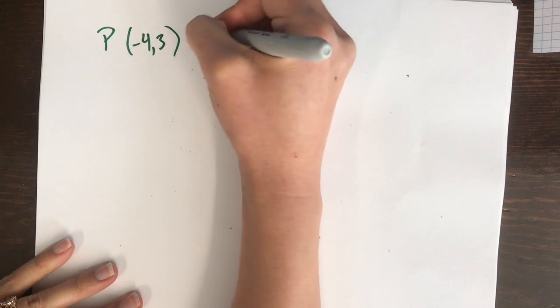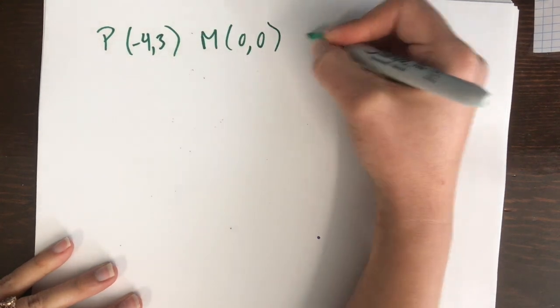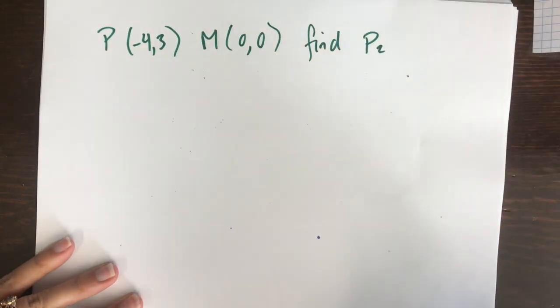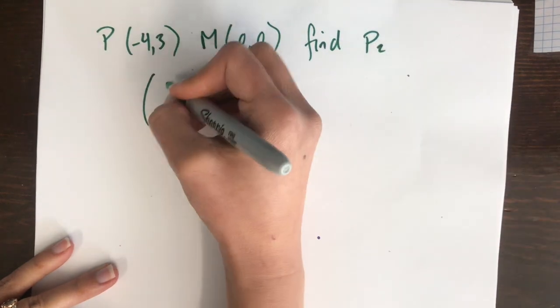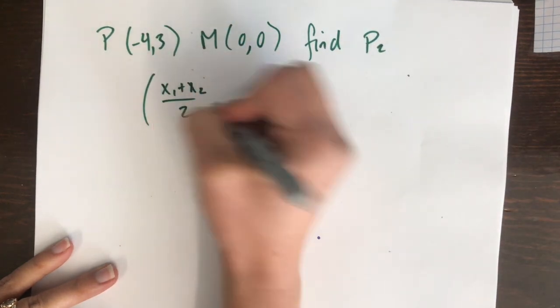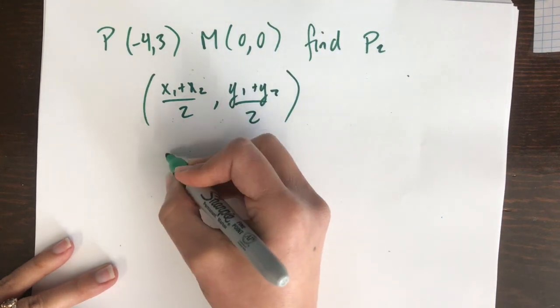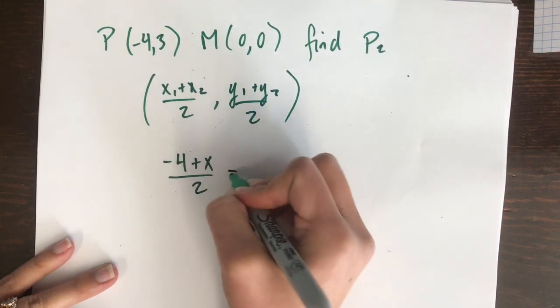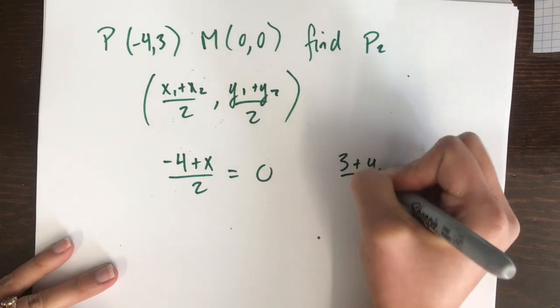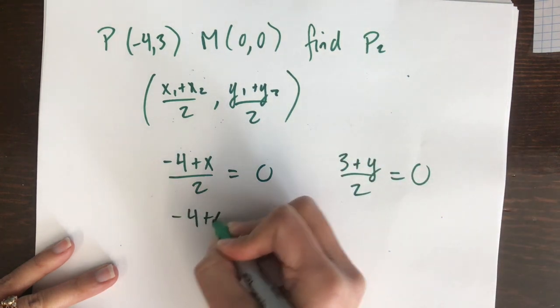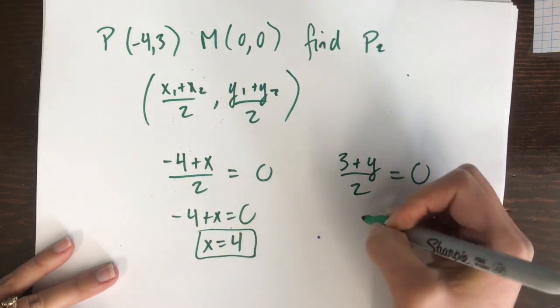So suppose now that we have a point and a midpoint, and I want to figure out what the second point was that made that midpoint. So I'm going to plug all this into the midpoint formula, which I have here. So I'm basically going to take -4 plus the x-coordinate of the second point and then divide that by 2. That should be equal to 0. And same thing with the y-coordinates. 3 plus the y-coordinate of the second point divided by 2 should be equal to 0.